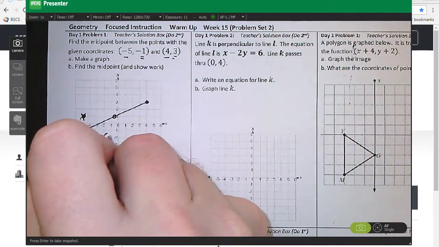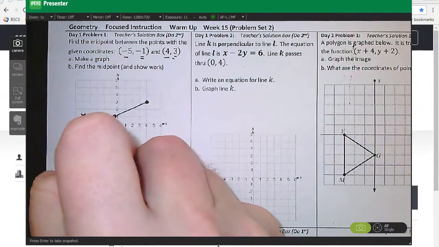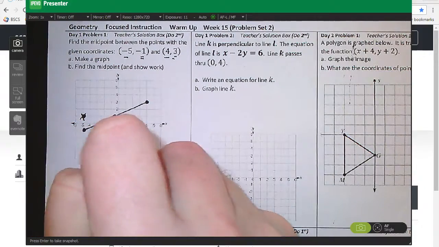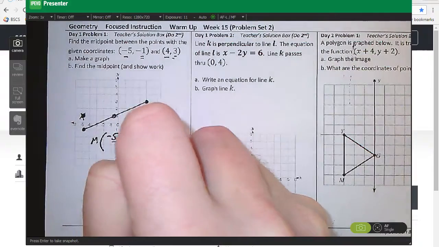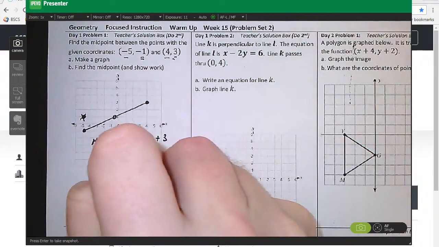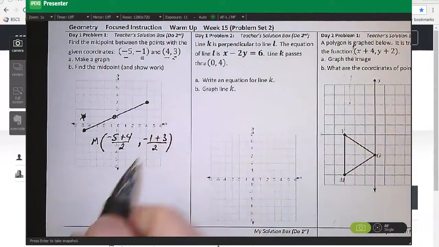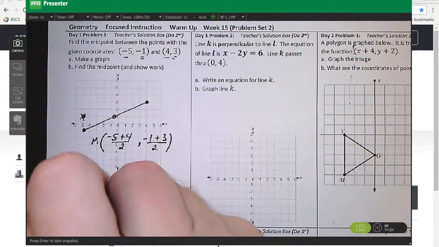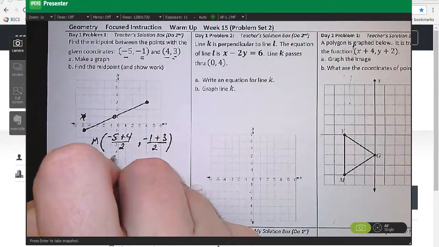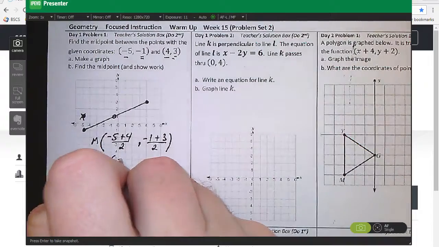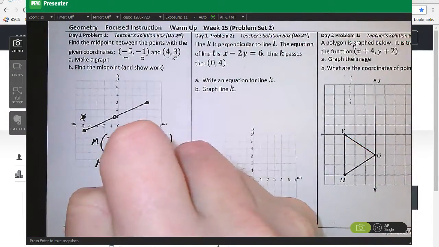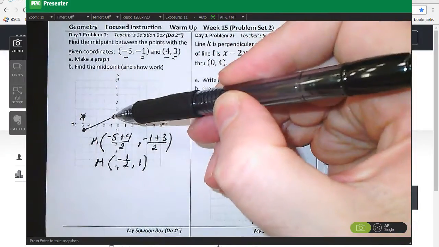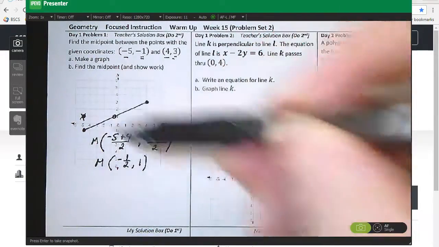To average numbers, you add them together and divide by 2. Now for the y coordinates, -1, add 3, and divide by 2. Let's just evaluate this to have the final answer. Point M is located at -1/2, comma 1. And that is where we think the dot was.